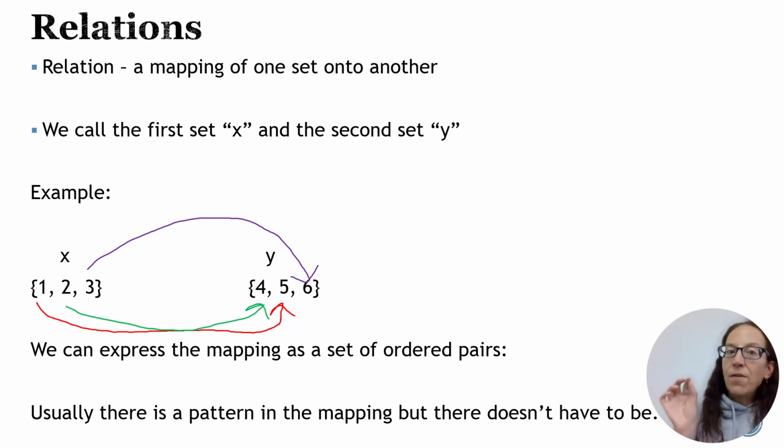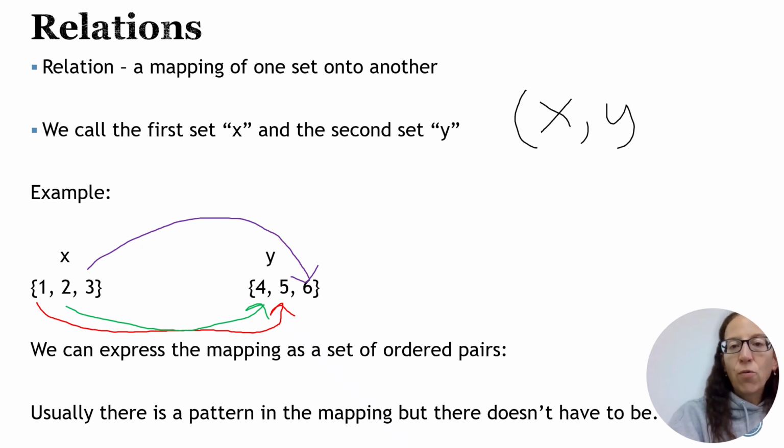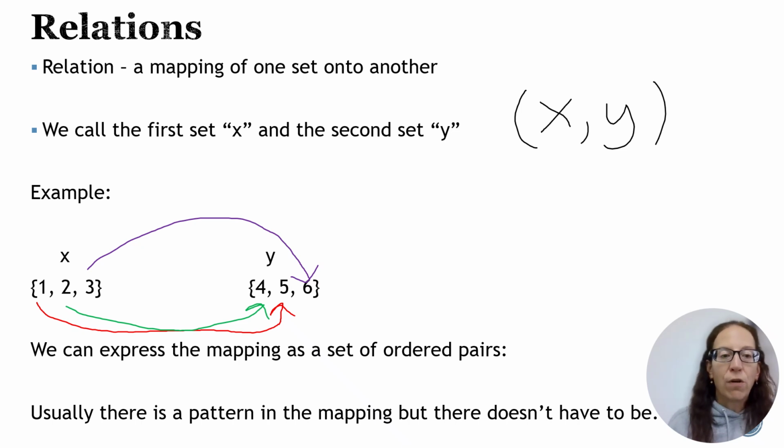Now, why we call them X and Y is going to allow us to express that mapping as a set of ordered pairs. If you remember, in ordered pairs the order does matter. If it's a set, the order does not matter. In these, it does. What we do is we take the element in the first set, X, and we show what it maps to over here in the Y.